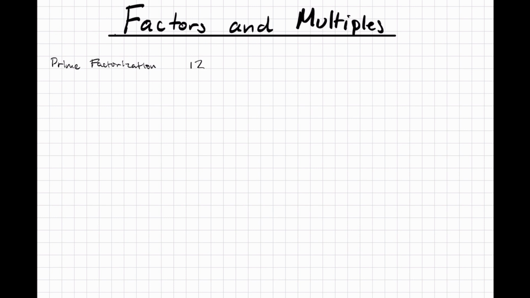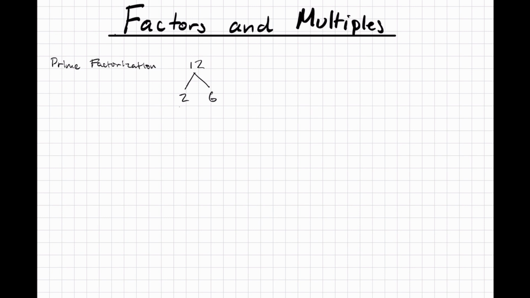Basically, you start with any number, and you're trying to break it down into its prime components. What I mean by that is, let's pick any two numbers that multiply together to be 12, any set of factors of 12. We'll say 2 and 6. So 6 and 2, we know that 2 is a prime number.